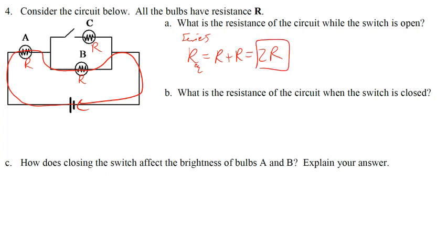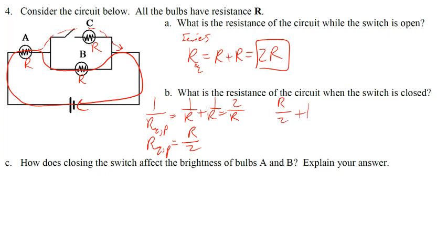Now, what is the resistance of the circuit when the switch is closed? So now that it's closed, those two are going to be in parallel first. So let's do those first, parallel. It's 1 over R plus 1 over R, which is 2 over R, which means that the parallel one is R over 2. Now let's add the other one. So R over 2 plus R is going to be 3R over 2. So by closing that switch, we've now lowered the resistance to 3R over 2, 3 halves R.